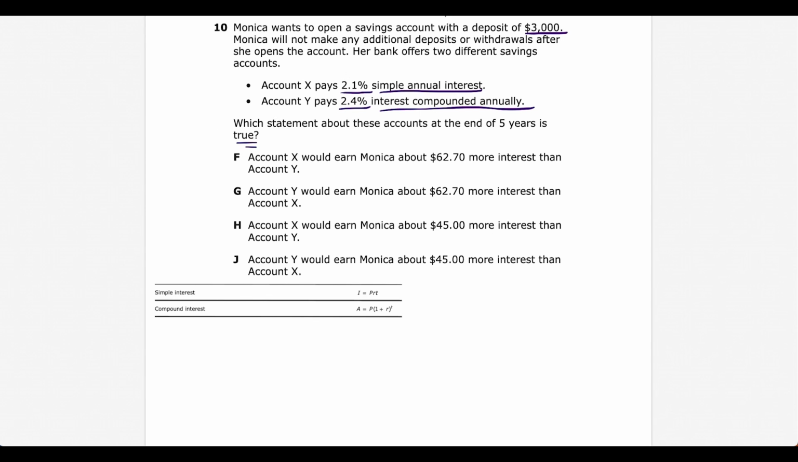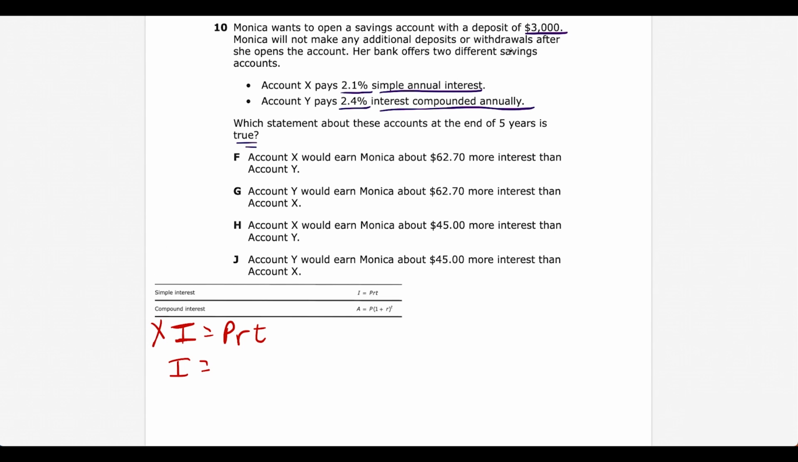So what we're going to do is use both formulas. We have the simple interest formula, and I'll write that in jumbo font here. We have I equals PRT like this. And what this means here, this is calculating just the interest. So we have to be careful with this. For this one, this is going to correspond to account X. So I'll just put the X over here like this.